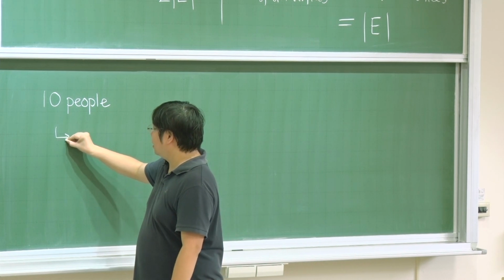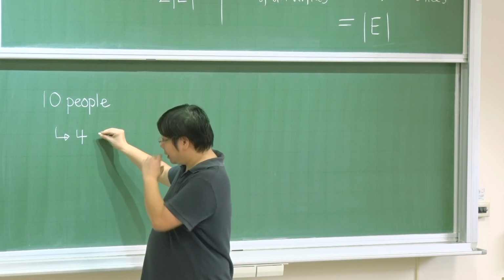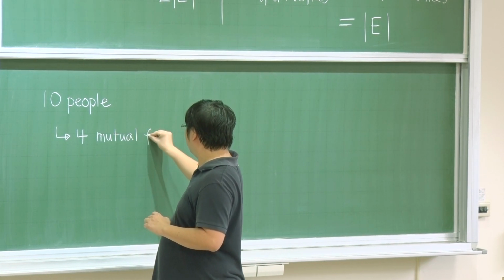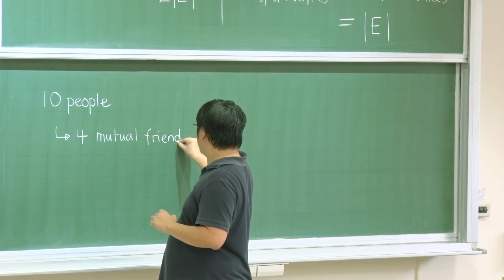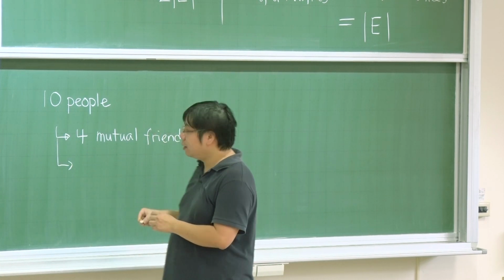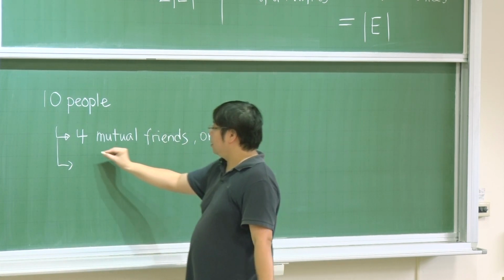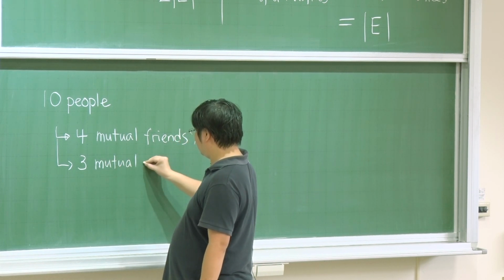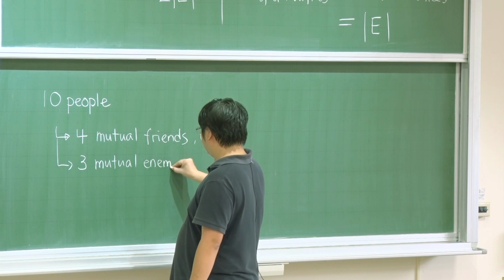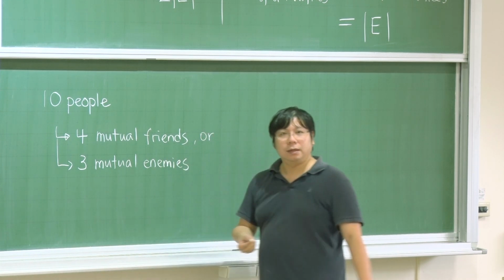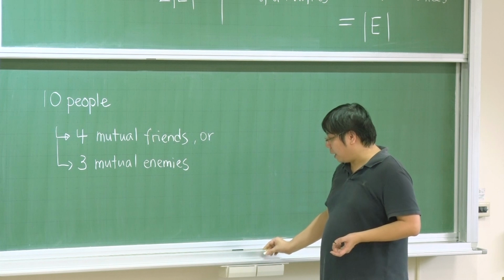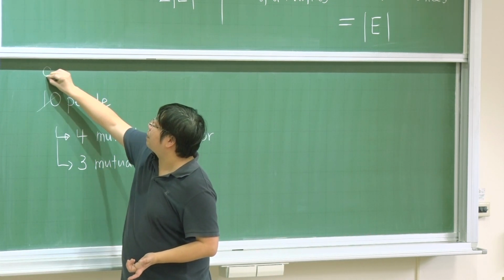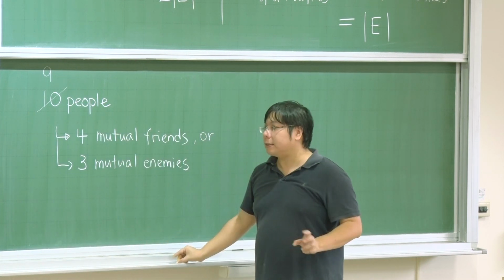We want to show that there must either be 4 mutual friends, or 3 mutual enemies must exist. Okay, so this is part 1. Part 2 is stronger. Part 2 says, okay, you don't need 10 people, you just need 9 people. Okay. Let's do part A first.